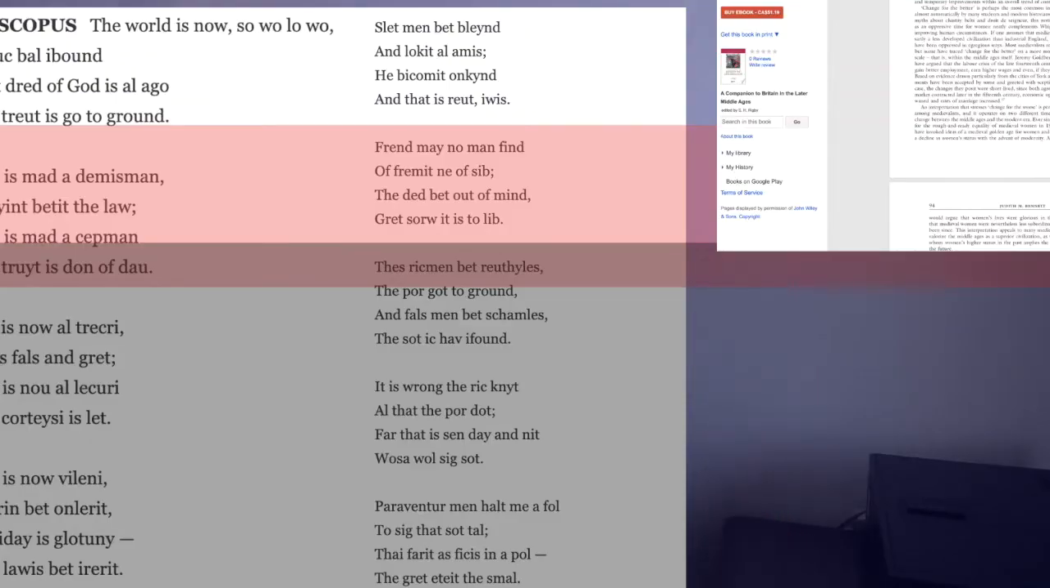The bishop says, "These rich men be ruthless. The poor go to the ground. And false men be shameless. This truth I have found. It is wrong what the rich knight does all to the poor. That is seen far, day and night. Whoso will say the truth, perhaps men hold me a fool to say that true tale. They fair as fish in a pool, as the great eat the small."